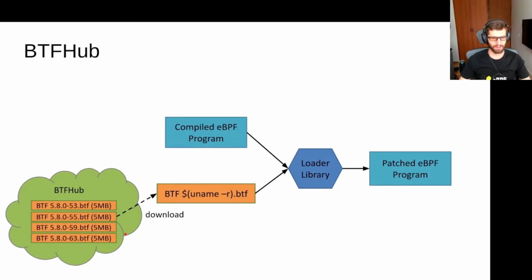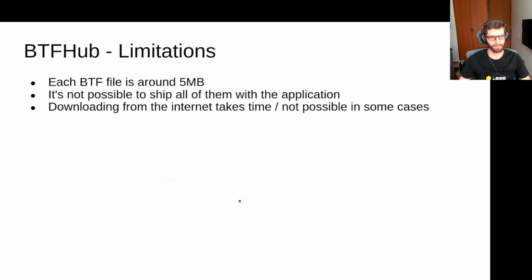So the idea there is that all of this is the same. The loader library is just the same, but we have to put some logic somewhere to take the BTF file from BTFHub, to download that and to install that into the system. So according to the kernel version that we are running, we take the file, install that in our system, and then we provide that to the loader library, and this can do the work just the same as before.